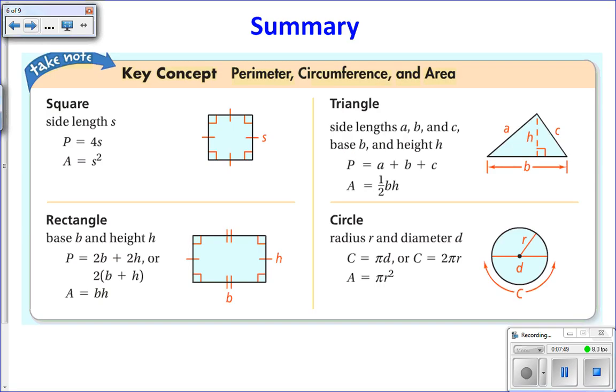Now here are these ideas as it says in your textbook. Go ahead and double check your notes, make sure you have all the formulas written down correctly. If you want to pause this and copy this down, that's great, but I'm moving on.